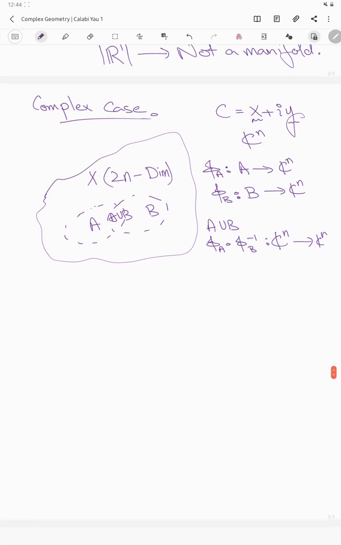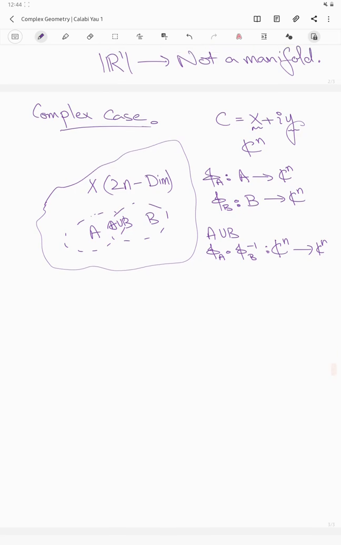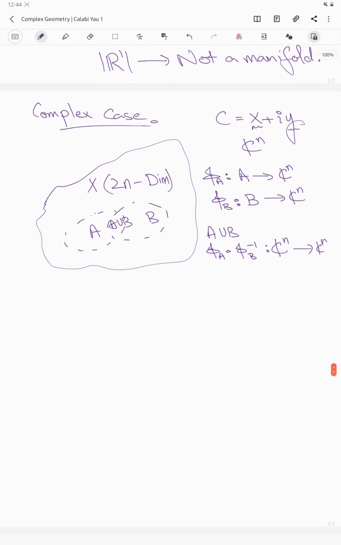Okay. Now, if you look at these maps, phi A and phi B, they are holomorphic maps, right? And so this holomorphicity of the transition functions is actually a very big part of what sets these complex manifolds apart from the real manifolds, right?